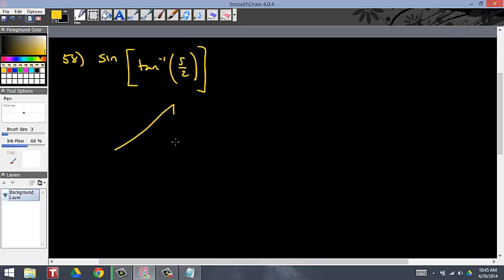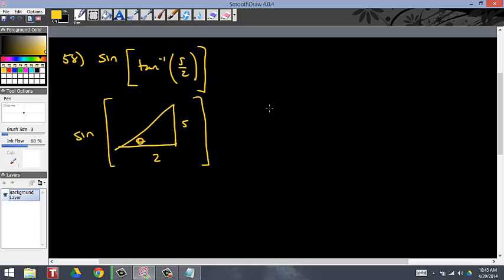Okay, now, what can they do to make this really, really hard? Well, they can do this. They can do something like number 58. So we'll do 2 from this section. Sine of tan inverse of 5/2. From here, if it's not on the unit circle, you must draw a triangle. Theta's here. Tangent is opposite over adjacent. So let's figure out what that hypotenuse is, and we'll move on.